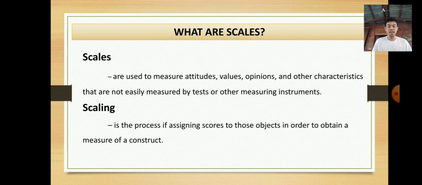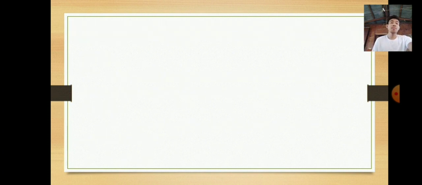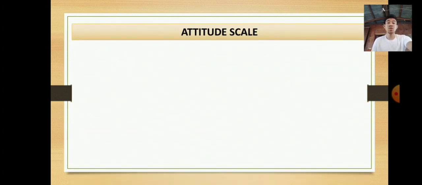So, for example, a researcher may use a scale to measure the attitude of college students toward religion. Syempre, magkakaiba naman tayo ng perception about religion. I-scale lang natin siya, which is kung i-test natin, merong strength or weakness na matatanggap. So yun lang sa scale. Sa scales, meron tayong iba't ibang type, which is yung una, yung attitude scale.